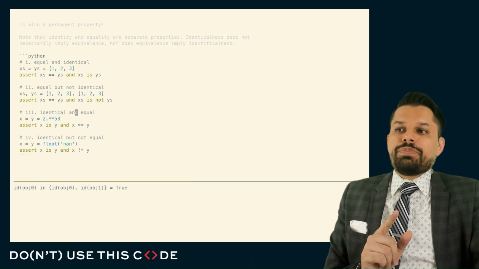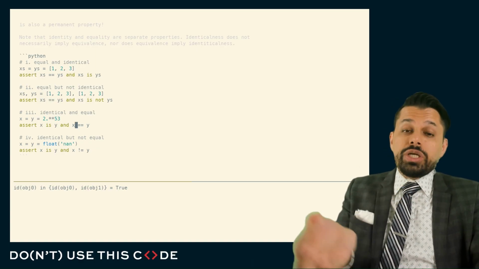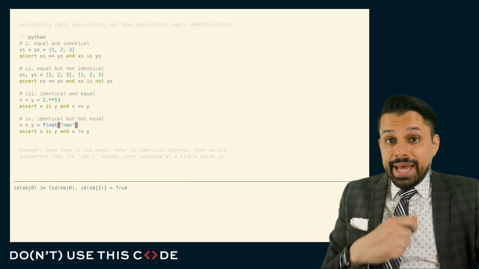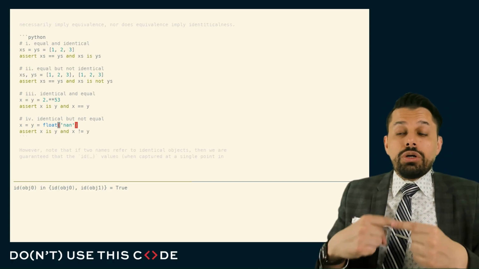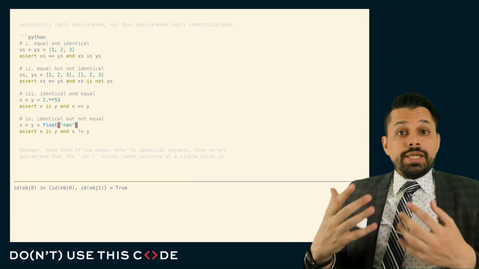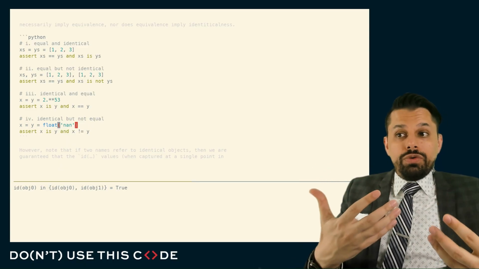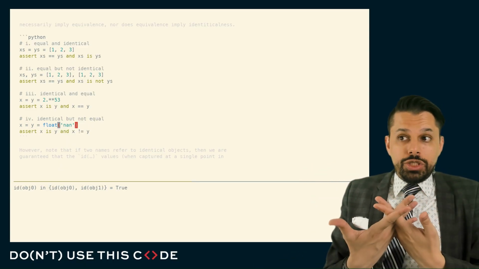Similarly, it is possible for two objects or two names to refer to an identical object and for them to be equivalent, and it's possible for two names to refer to an identical object, but for them to not be equivalent. And thus, identity also does not imply equivalence or non-equivalence. There's in fact no strict relationship here.